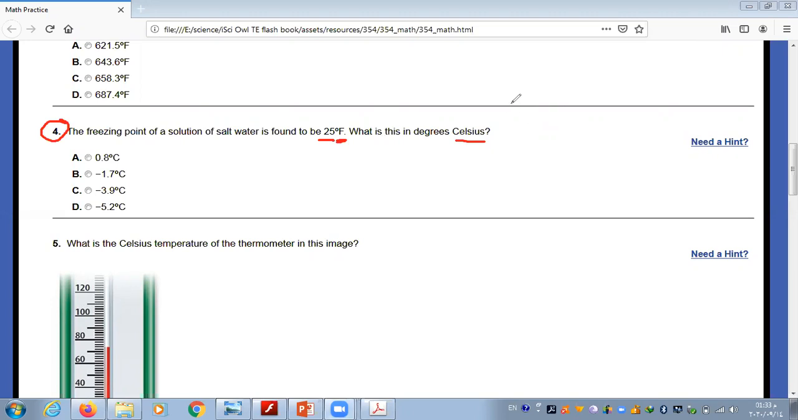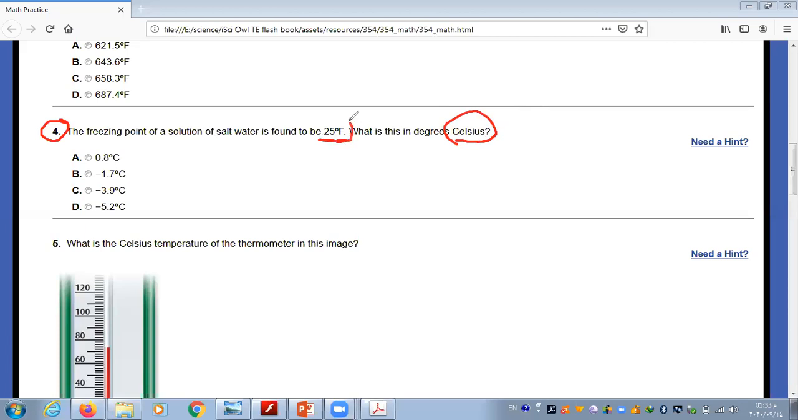Wissam, did you understand the question here? Read the question. The freezing point of a solution of salt water is found to be 25 Fahrenheit. What is this in degrees Celsius? So what we want to calculate is Celsius. Remember, now we have two laws. The first law is to calculate Celsius. Oh, no, I forgot. So you have to concentrate.